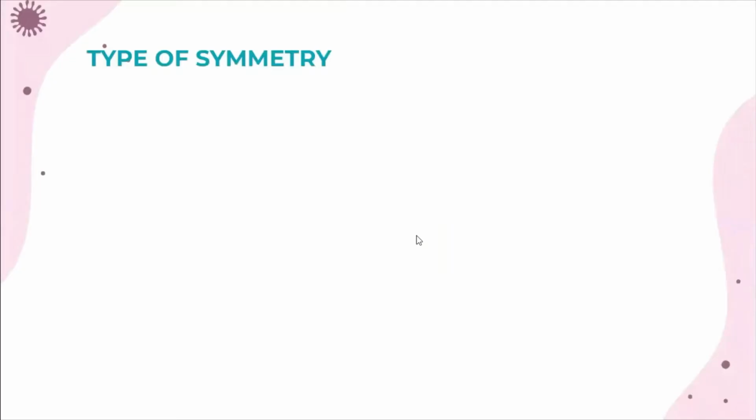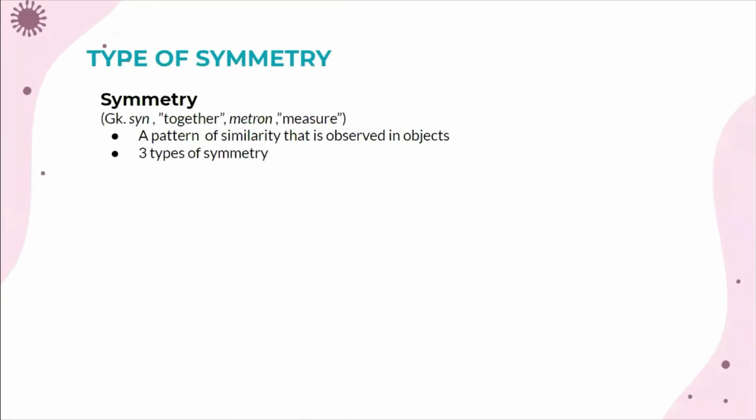Let's talk about the types of symmetry for animal development. But first, we must understand what this symmetry means. Symmetry comes from the Greek words syn, which means together, and metron, which means measure. Basically, symmetry means a pattern of similarity that is observed in an object, and for this topic, of course, in animals. There are three types of symmetry for animal development.